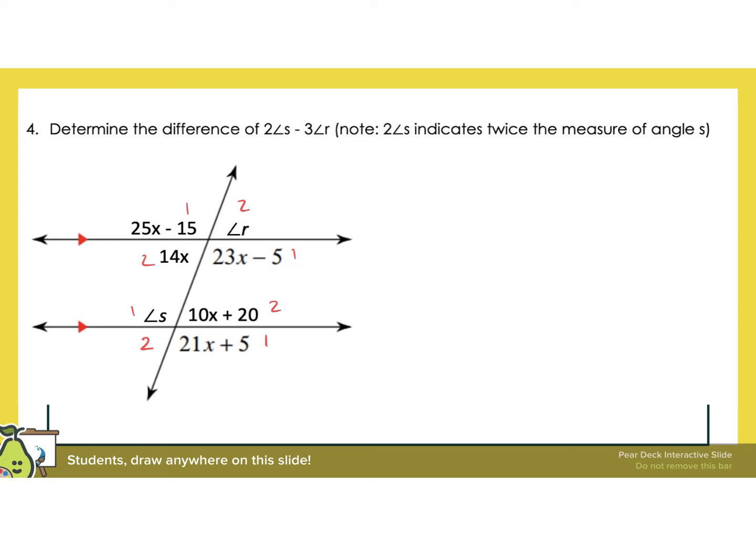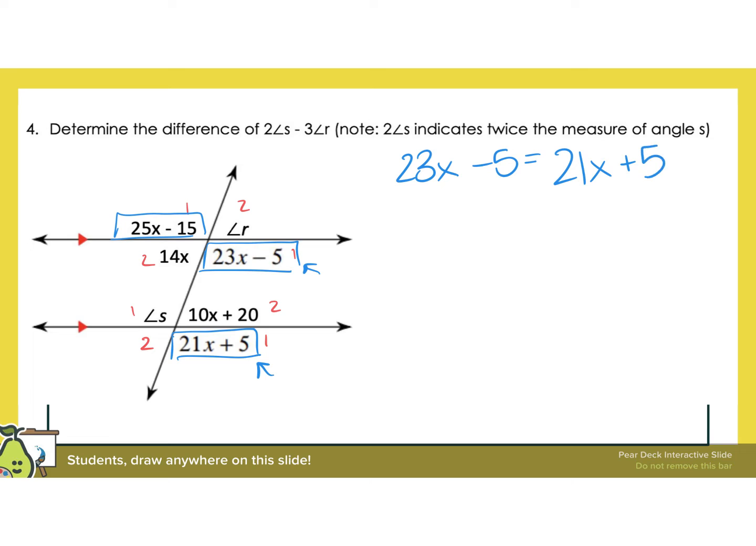So I'm looking for the easy equation. I want a 1 equals a 1 or a 2 equals a 2. So this is a 1, this is a 1, and this is a 1. None of these seem easier than the other, but maybe I'll pick the ones with the smaller numbers. So I'm going to do 23x minus 5 equals 21x plus 5.